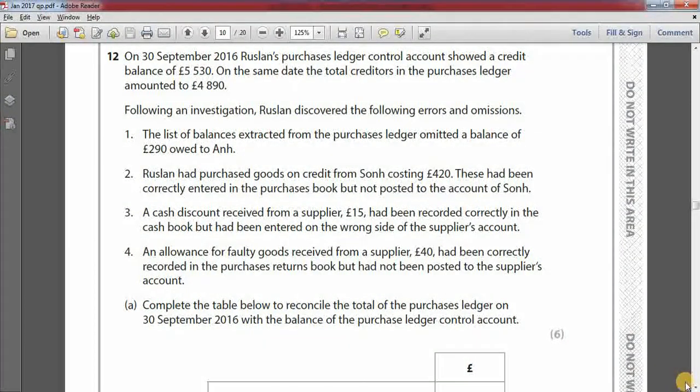Actually, in a business, the balance of the Purchases Ledger Control account and the balance of the Purchases Ledger should be equal. But in this question, it is not the same. Following an investigation, Ruslan discovered the following errors and omissions. Why are they not the same? Ruslan investigated and discovered some errors and omissions.